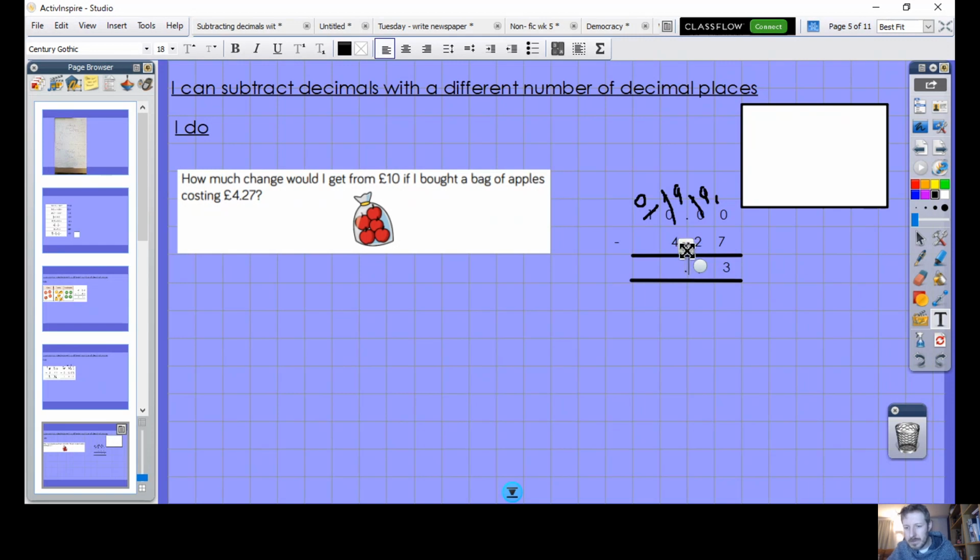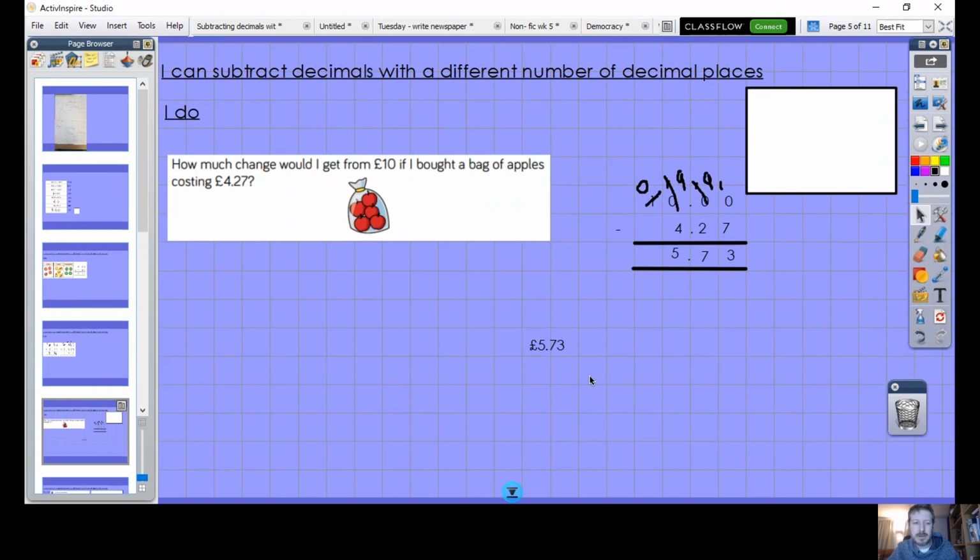Decimal point. 9 take away 4, 5. So my answer is £5.73. Really important that when we put the answer, we add in the pound sign, because it's asking how much. So our answer must be in money, which means we must have the pound sign in our answer. We need to show that our answer is in money. It's got to have the correct units in it.